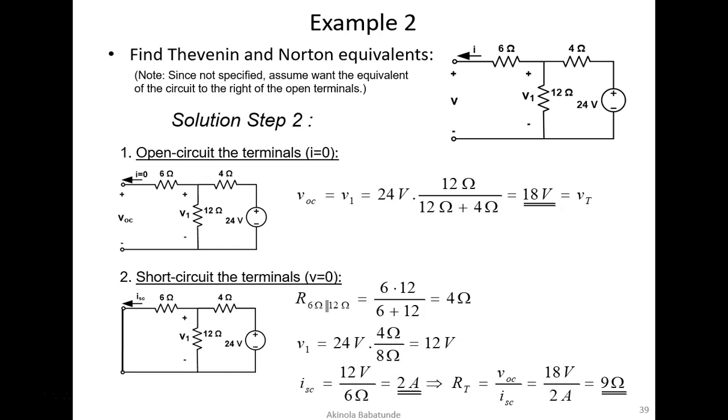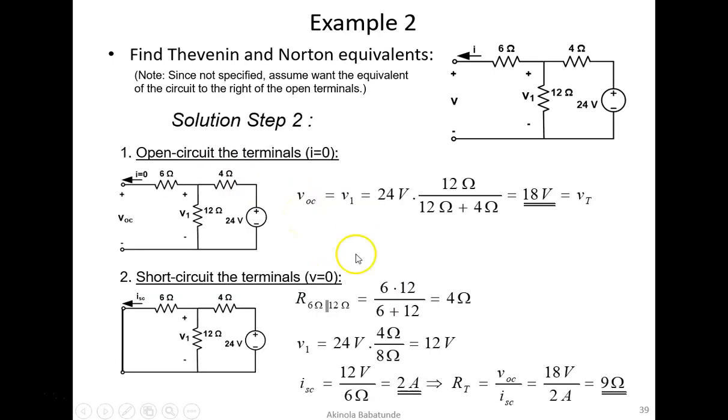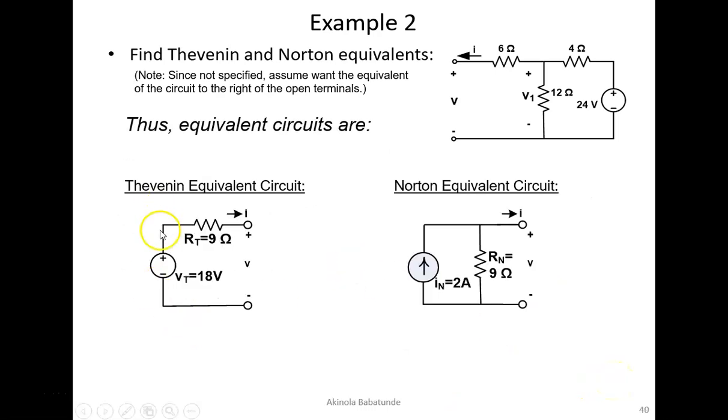So we can then go ahead and draw our equivalent circuit. We already found out our I short circuit is 2 amperes, our V open circuit is 18 volts, and we know our V open circuit is the same thing as V Thevenin. We already found our R Thevenin to be equal to 9 ohms. So drawing the equivalent circuit will mean that we are using 18 volts V Thevenin and R Thevenin, which is 9 ohms, for the Thevenin equivalent circuit. And that's what we have here. V Thevenin is 18 volts, R Thevenin is 9 ohms, and this is the Thevenin equivalent circuit.